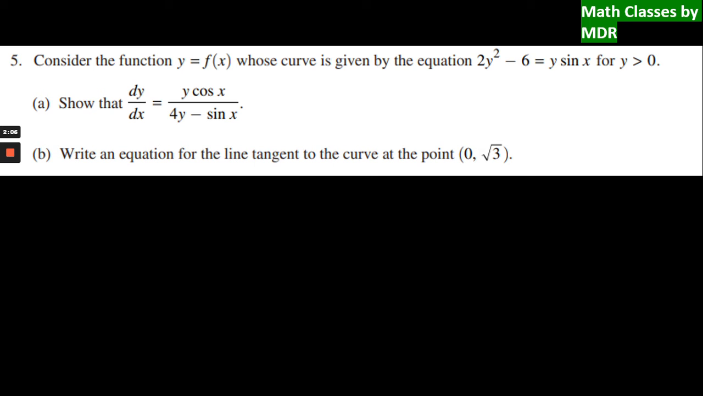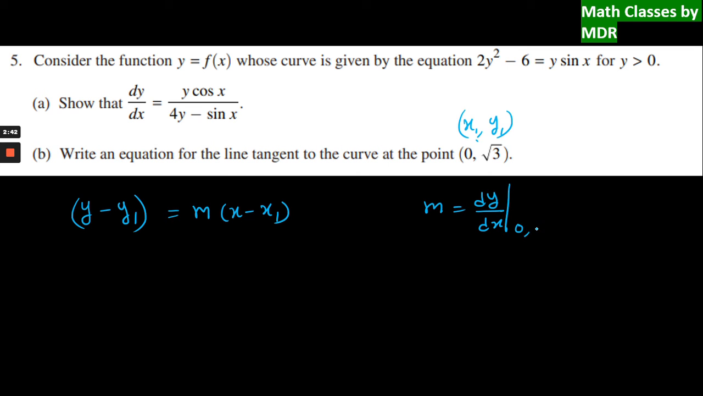Write an equation for the line tangent to the curve at the point 0 comma root 3. So we need to find the line tangent to the curve at the point 0 comma root 3. When we have a point, we know the equation of the line tangent: y minus y1 is equal to m into x minus x1, right? So let's say that these are the x1 and y1, which are already given, where m is the slope. m is nothing but dy by dx at x1, y1, that is at 0 comma root 3.